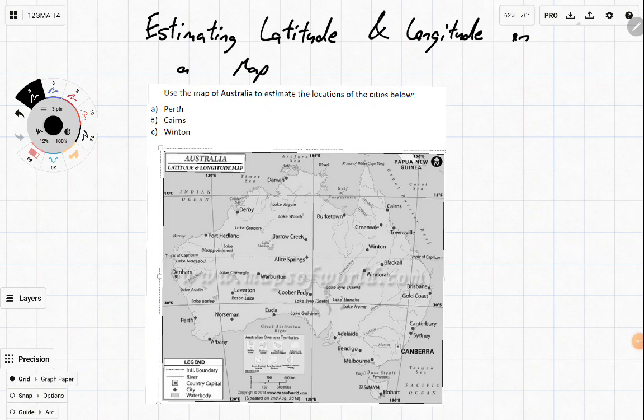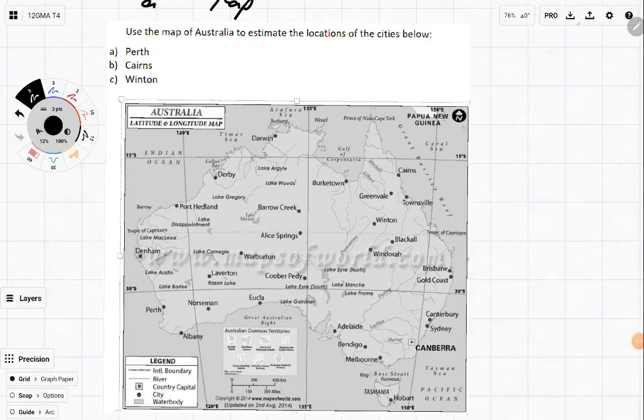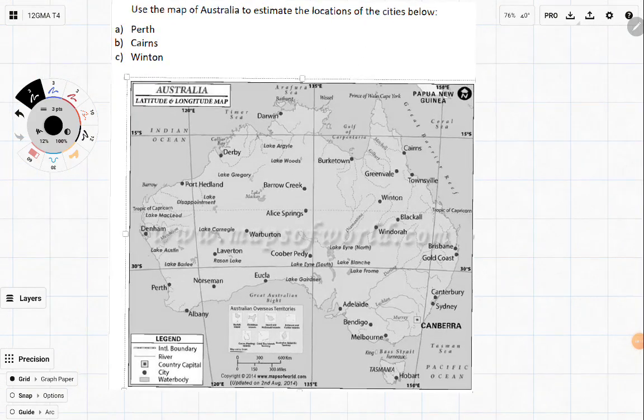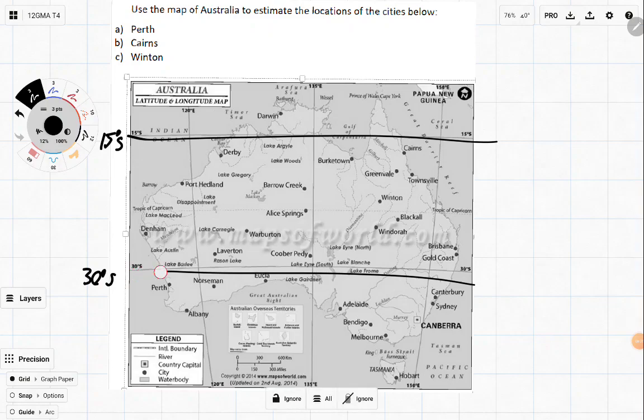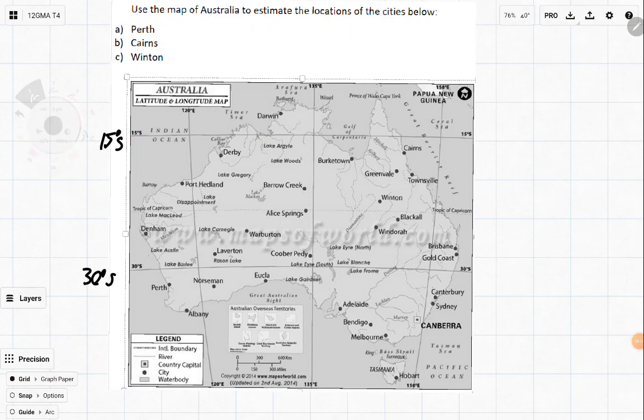Now the first thing to look at is what is our scale. So I always look at the horizontal lines and the vertical lines. We can see we've got 15 degrees south is this line here, and we've got 30 degrees south is this line here. That's all the markings we have for our latitude, our north and south, which means we're definitely going to be in the southern hemisphere no matter which we're looking at.